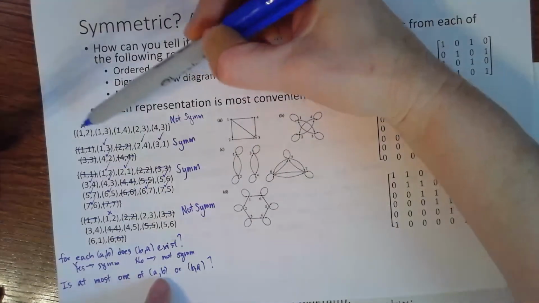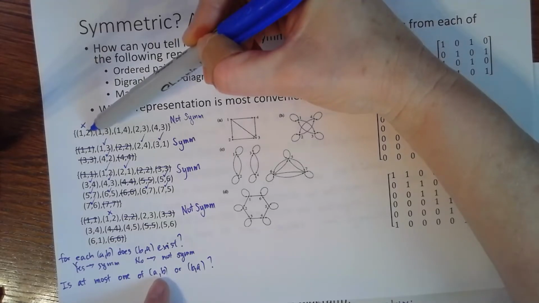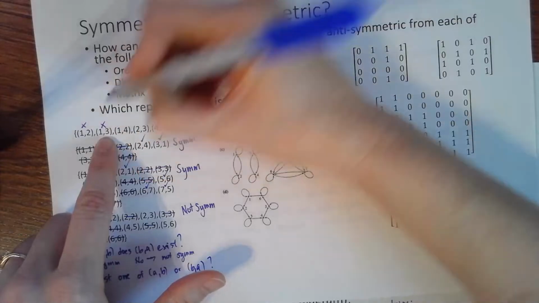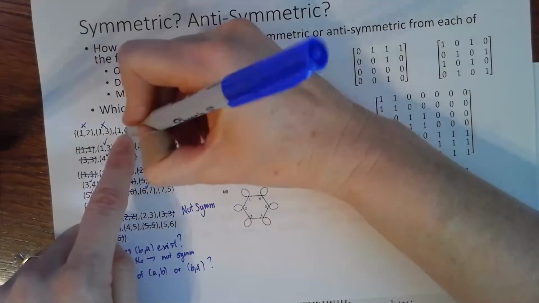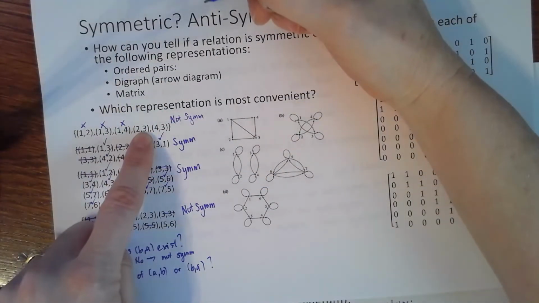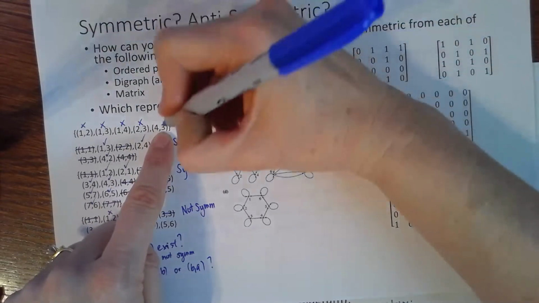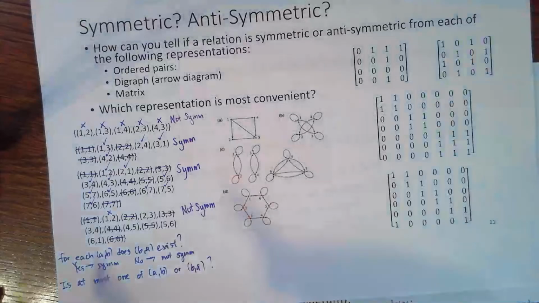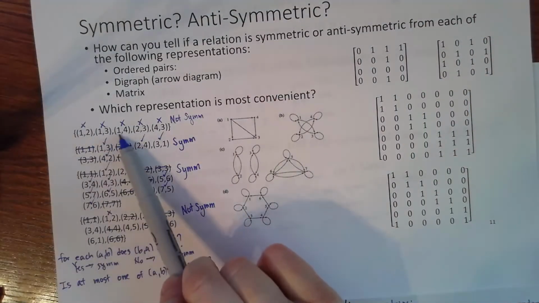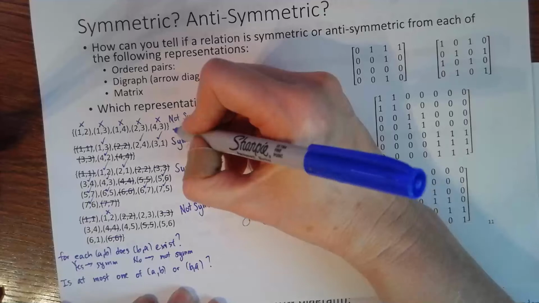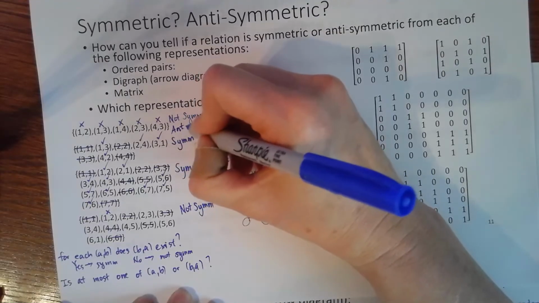All right, I have (1,2), but not (2,1). I have (1,3). Do I have (3,1)? No. I have (1,4). Do I have (4,1)? No. I have (2,3). Do I have (3,2)? No. I have (4,3). Do I have (3,4)? No. Okay. So in each case, I had at most one of these. I never had both of them. So if I have all X's and no checks, then I can see there's at most one of those. Okay, so this one is anti-symmetric.